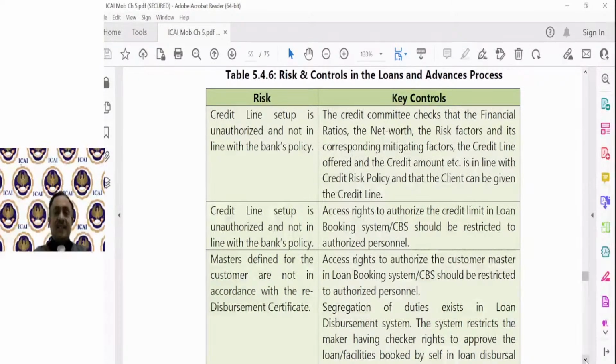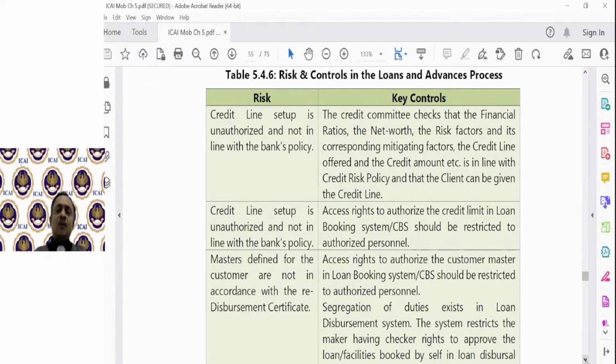The credit committee checks that the financial ratios, the net worth, the risk factors, and its corresponding mitigating factors, the credit line offered, the credit amount, etc., is in line with credit risk policy, and the client can be given the credit line. Now, please understand that when this whole process is being done, a lot of assessment where the creditworthiness of the client is being validated, checked. So when you talk of this credit line setup is unauthorized, it basically means that the credit committee checking it did was not proper, or when it was proper, the updates it suggested were not properly done.